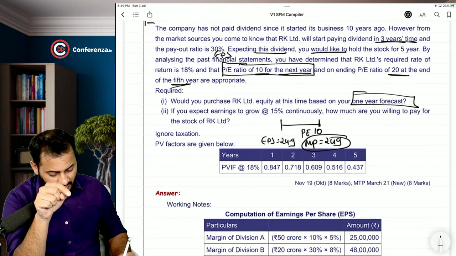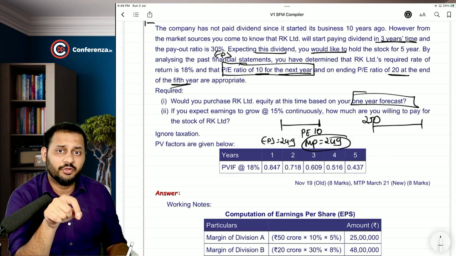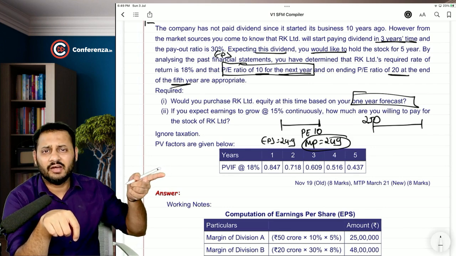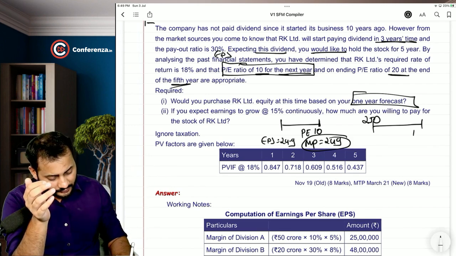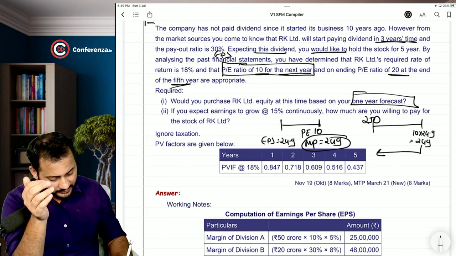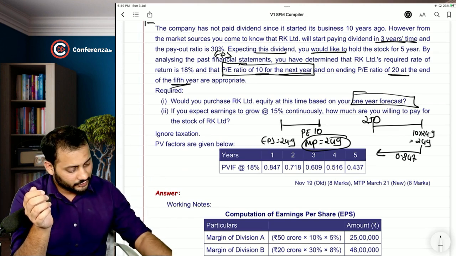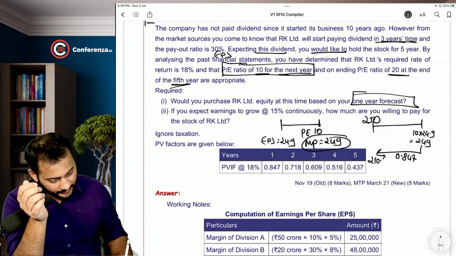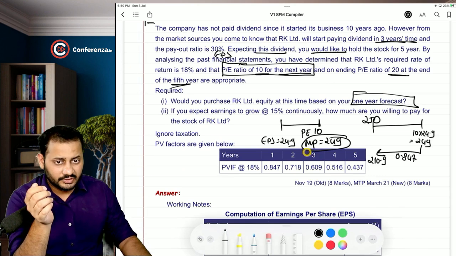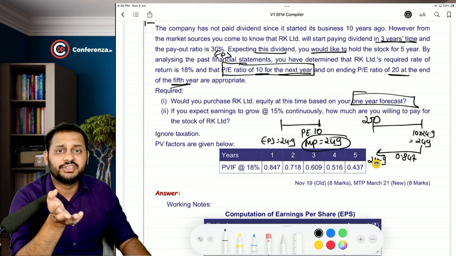Okay, good. But tell me one thing. Today's market price is 250. You will be paying 250 rupees today to get 249 after a year. Does this seem fair to you? No, sir, not at all. So 10 into 24.9 goes to 249. And if you take the present value of it, you multiply it with the first year present value factor, that is 0.847. So 249 into 0.847 goes to 210.9. Just imagine you are paying 250 rupees today to get 210.9 rupees.